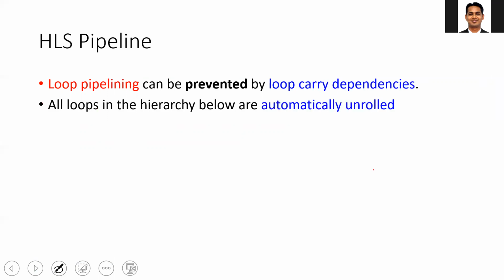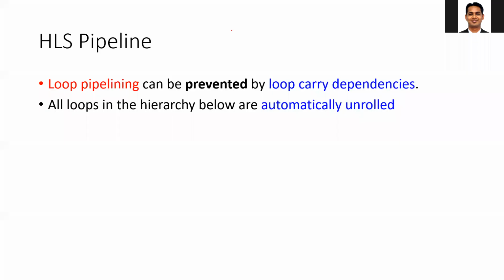For example, you may have multiple loops, one for loop after another for loop. So what happens when you apply pipelining to the upper loop? What happens to the lower loop? When you apply the HLS pipeline pragma, all the loops in the hierarchy below are automatically unrolled. What do you mean by automatically unrolled? It means all the iterations of the lower loop are executed in parallel. What do you mean by this? We'll discuss with a suitable example.